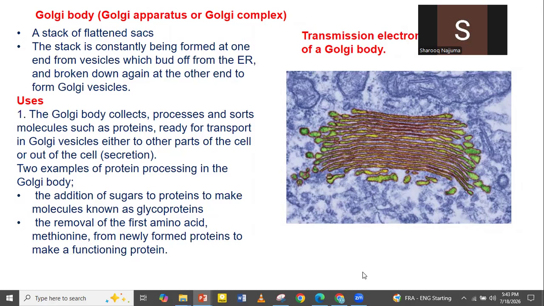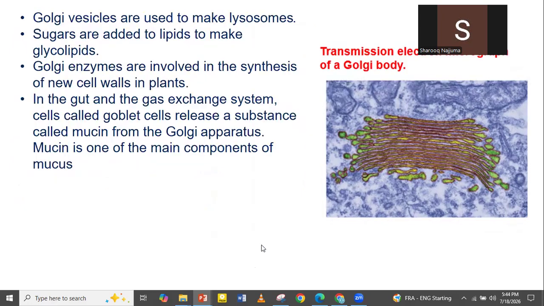So it modifies proteins. It packages proteins because it will package them in vesicles. It processes them. But it has other uses. Let's go into the other uses. Some of the Golgi vesicles formed make what we call lysosomes.